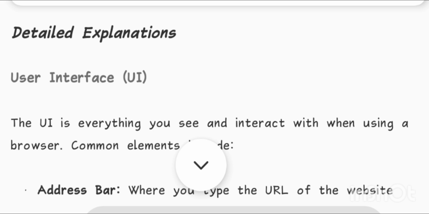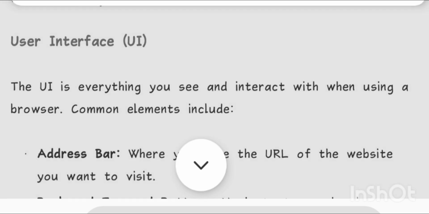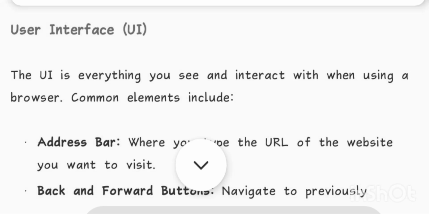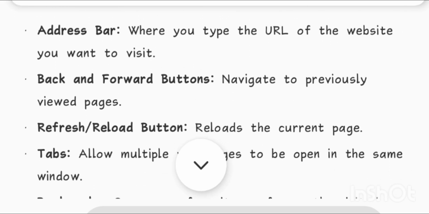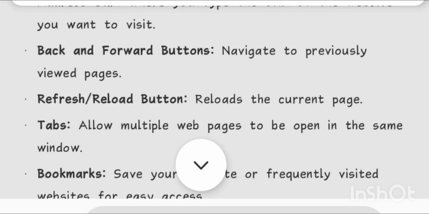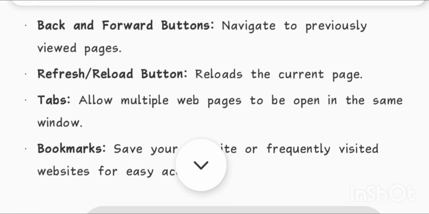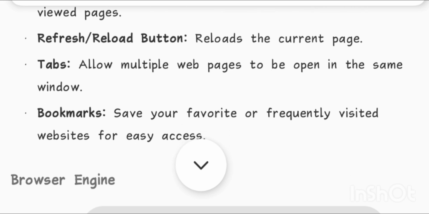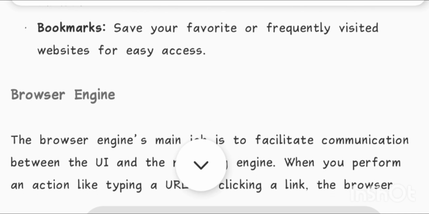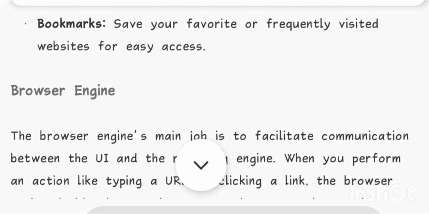Detailed explanations. User interface, UI. The UI is everything you see and interact with when using a browser. Common elements include the address bar, where you type the URL of the website you want to visit. Back and forward buttons navigate to previously viewed pages. Refresh, the reload button, reloads the current page. Tabs allow multiple web pages to be open in the same window. Bookmarks save your favorite or frequently visited websites for easy access.